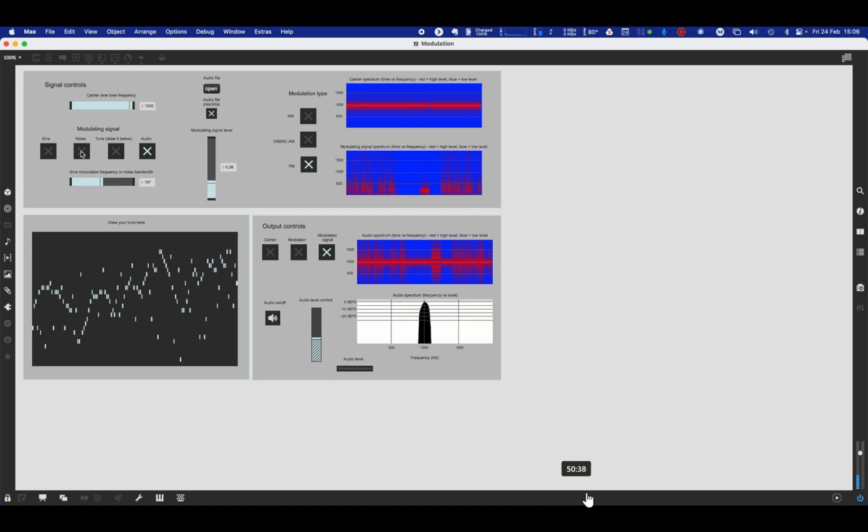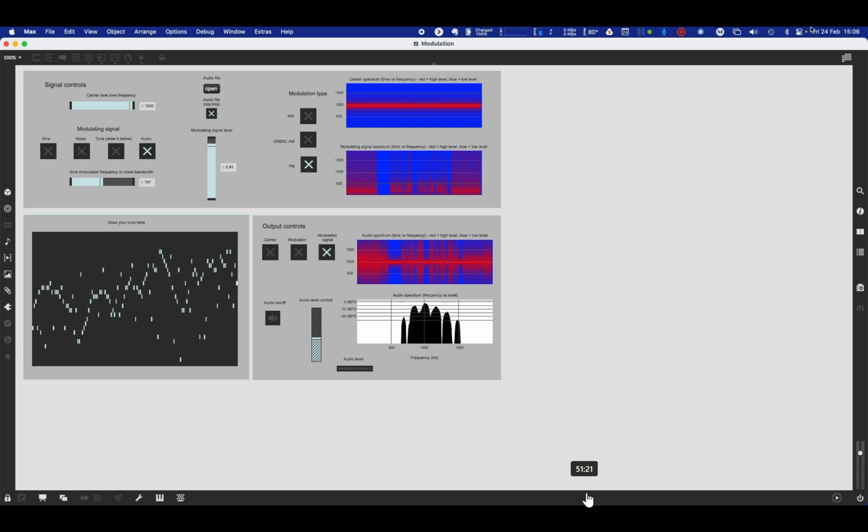Or if we were to put some noise in there, again, we see that spreading out on each side, and it's multiple components. And as we increase the modulating signal level, we get crazier and crazier. Or if we do our audio signal again and we turn it up, what's that going to do? That's enough of that.